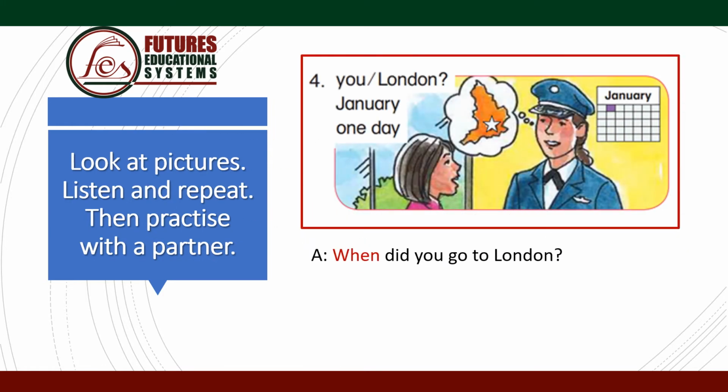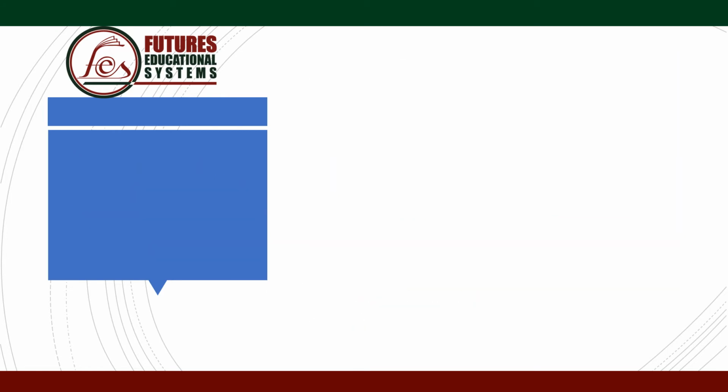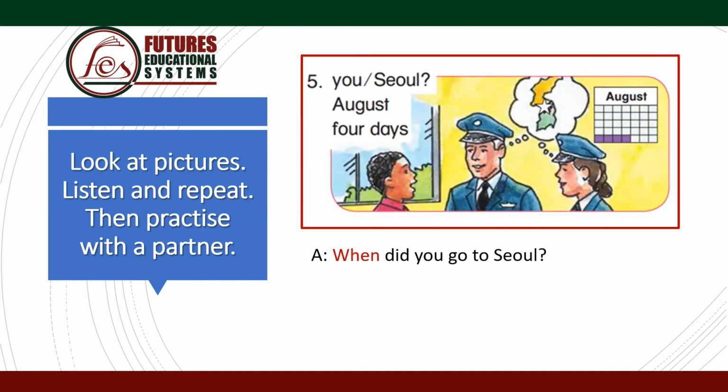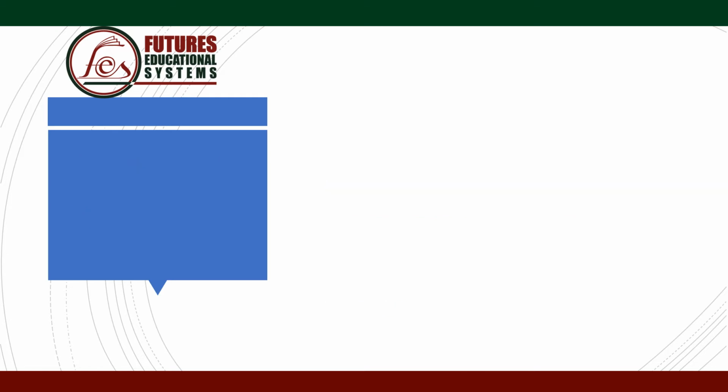When did you go to London? I went in January. How long were you there? I was there for 1 day. When did you go to Seoul? We went in August. How long were you there? We were there for 4 days.